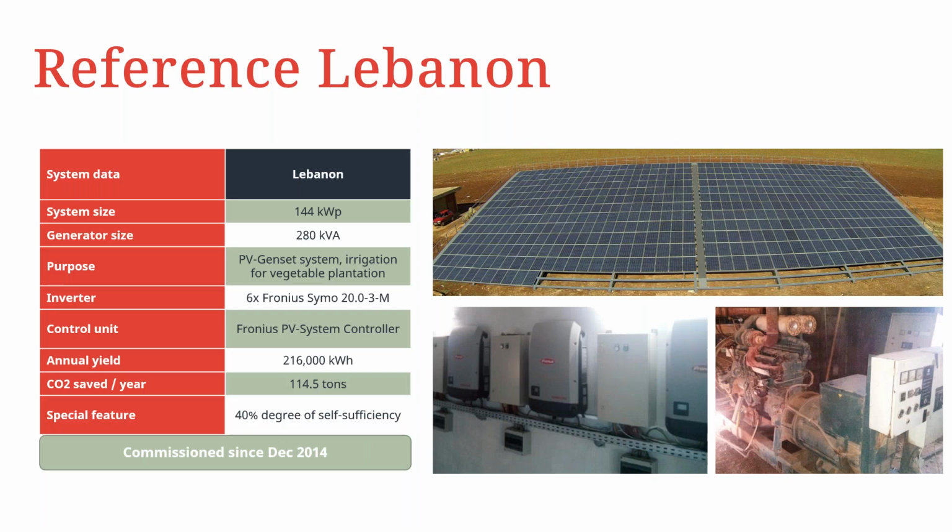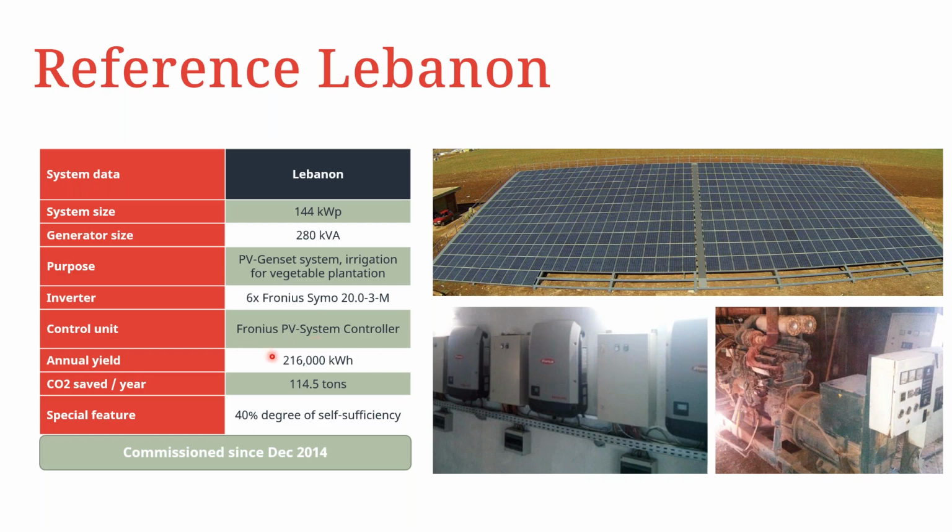For starters, we have a reference coming from Lebanon itself, where the specific system size is 144 kilowatt peak. You've got a generator integrated in the system, which is 280 kVA. The purpose of the system is PV genset system integration for a vegetable plantation that they have. For this example, we have 6 Fronius Simo 20 kilowatt inverters installed in the system itself, and then obviously we have our 280 kVA generator in the system.